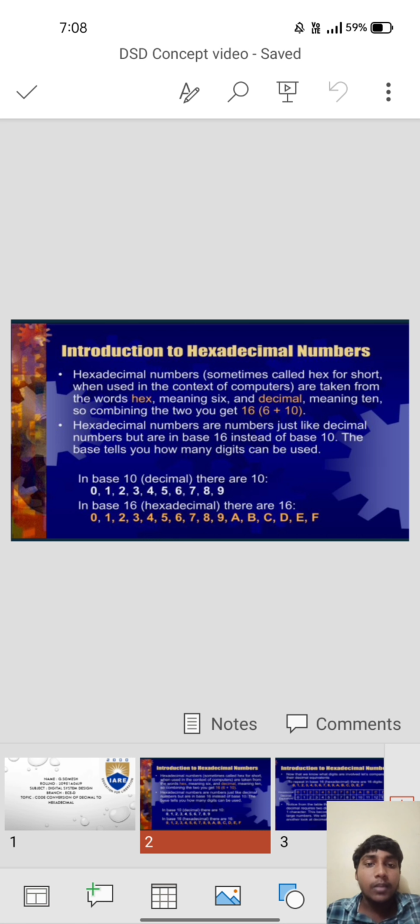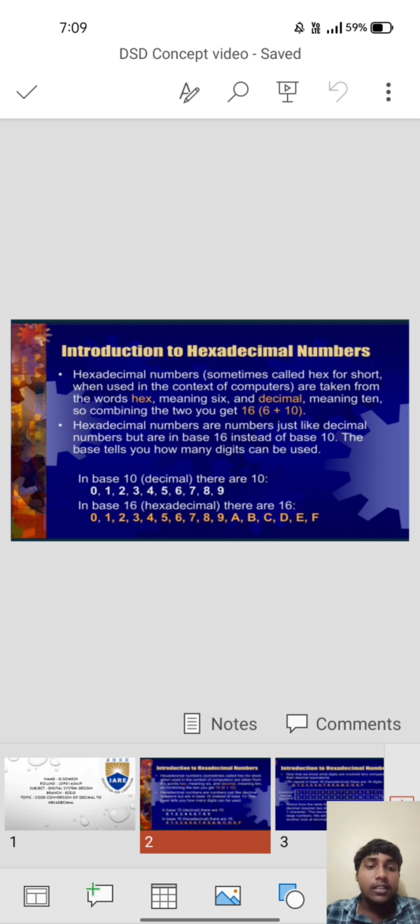Introduction to hexadecimal numbers. Hexadecimal numbers, sometimes called hex for short, when used in the context of computers, are taken from the words hex, meaning 6, and decimal, meaning 10. So combining the two, you get 16. Hexadecimal numbers are numbers just like decimal numbers but are in base 16 instead of 10. The base tells you how many digits can be used. In base 10, there are 10.